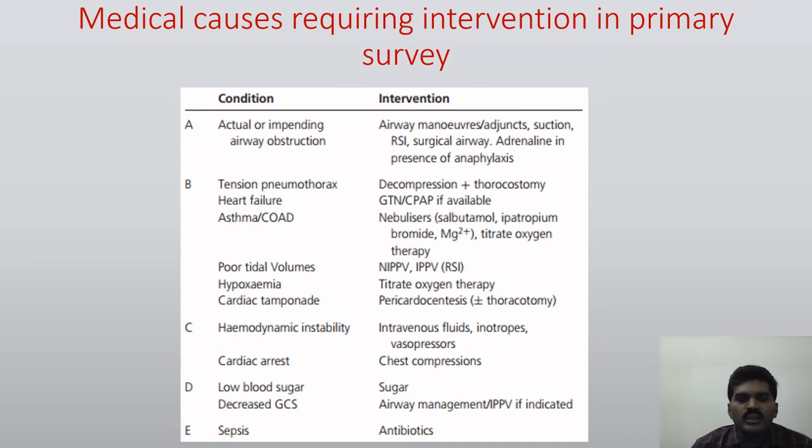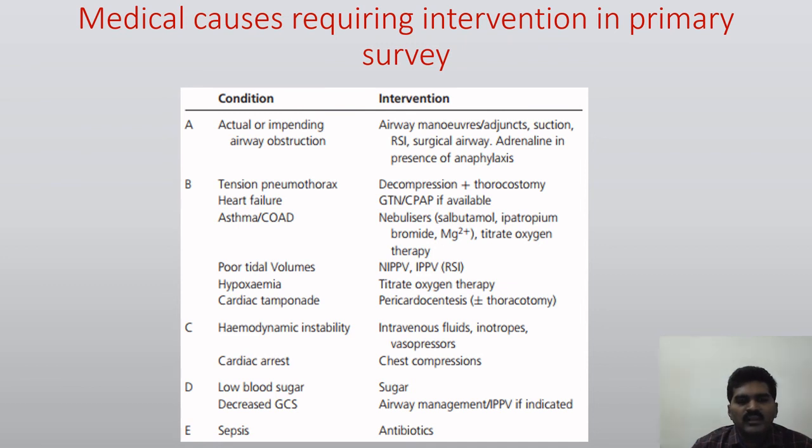For heart failure, you can use glyceryl trinitrate, CPAP if available. For asthma and COPD patients, nebulization with salbutamol, ipratropium bromide, and magnesium IV can be given, and titrate oxygen therapy. For poor tidal volumes, if there is a ventilatory failure, you can go with NIPPV or IPPV. If the patient is hypoxemic, there is reduced oxygen saturation, start oxygen therapy and titrate to a saturation of 92% minimum. For cardiac tamponade, you need to perform a pericardiocentesis with or without thoracotomy.